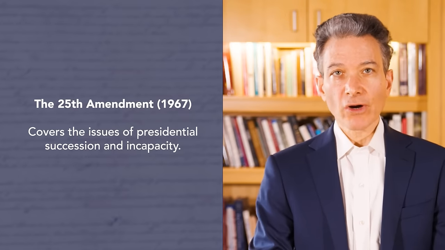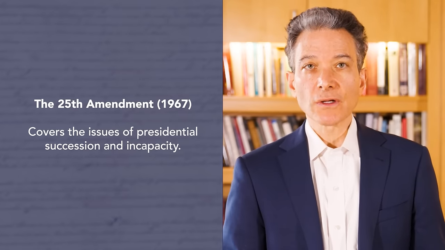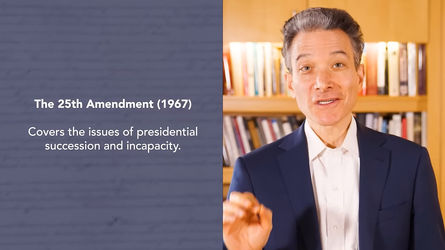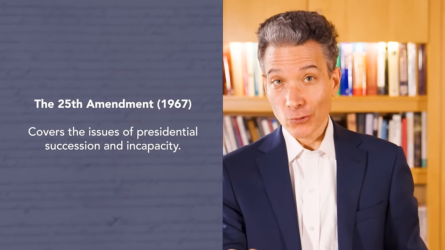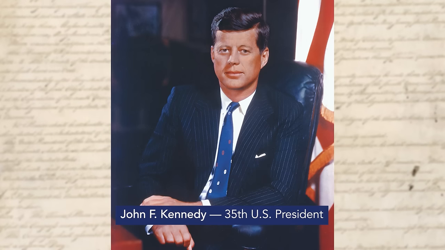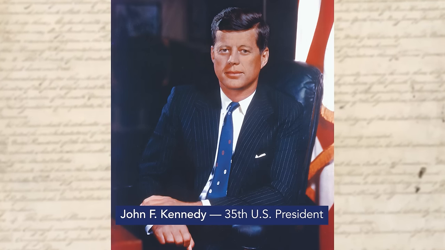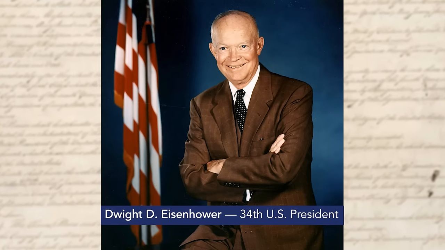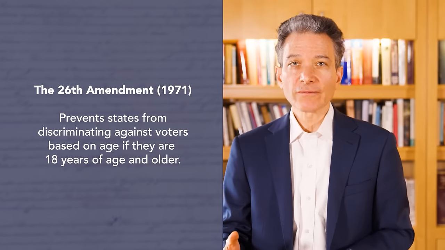Then we come to the 25th Amendment, ratified in 1967, which deals with presidential succession and incapacity, not secession, succession. Secession is when a state secedes from the Union. The Civil War established you can't do that. Succession has to do with what happens when a president is incapacitated. And this amendment left open several issues that were not clear in the original Constitution. It emerged in response to new concerns about presidential incapacity after President Kennedy was assassinated in 1963. And President Eisenhower had also been ill, and the amendment established a procedure for what happens if the president is ill or incapacitated.